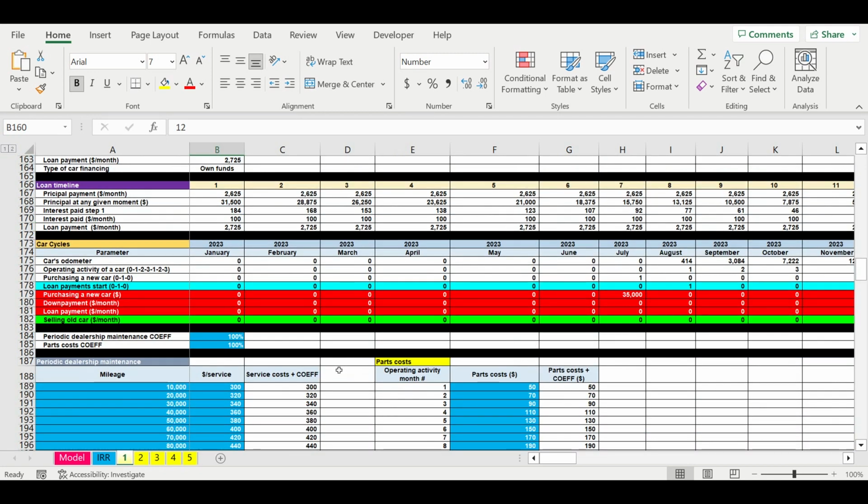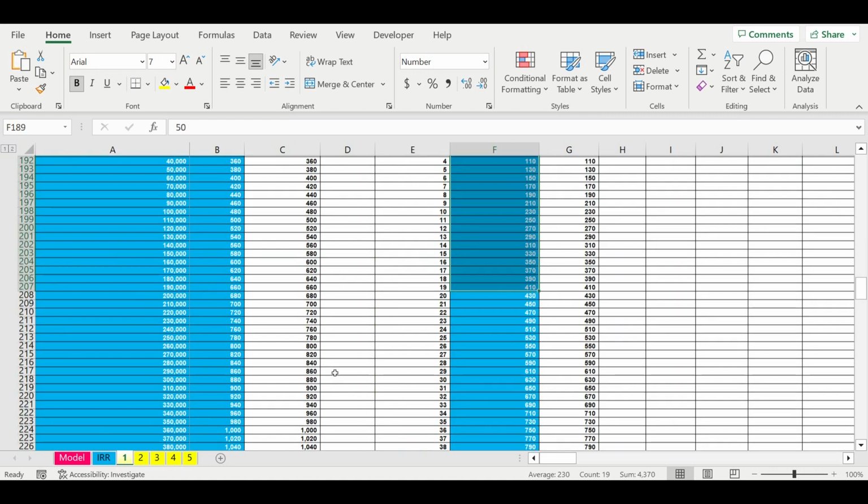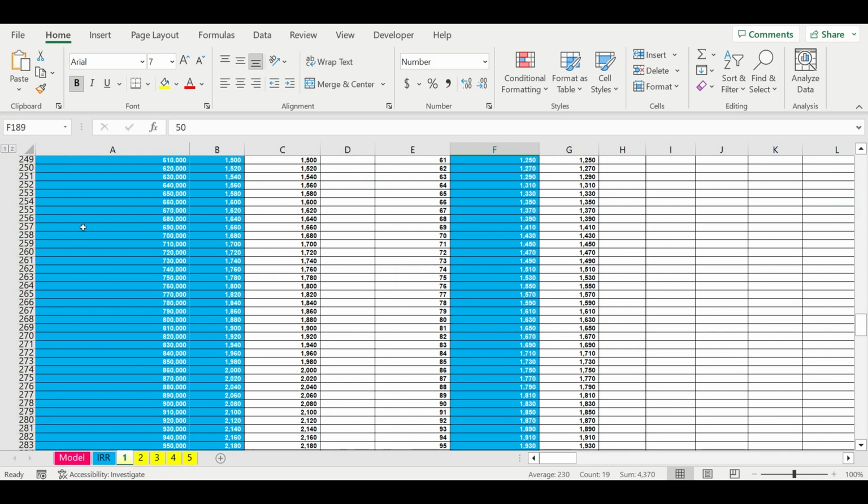Then we describe the dealership maintenance costs. So this is the mileage on the odometer. These are the costs per service, dealership maintenance. Then here we have the parts cost. So this is the month of operating activity of the car. This is the cost of parts. So we can adjust all these blue cells the way we want.